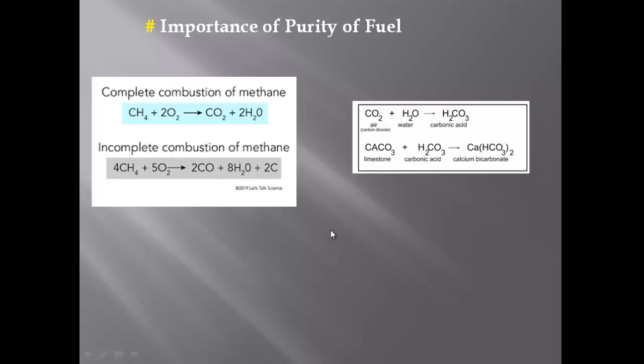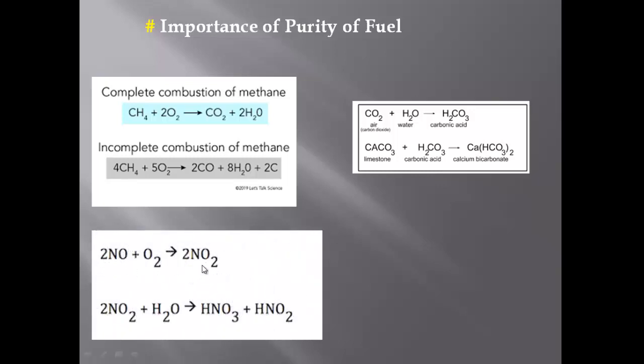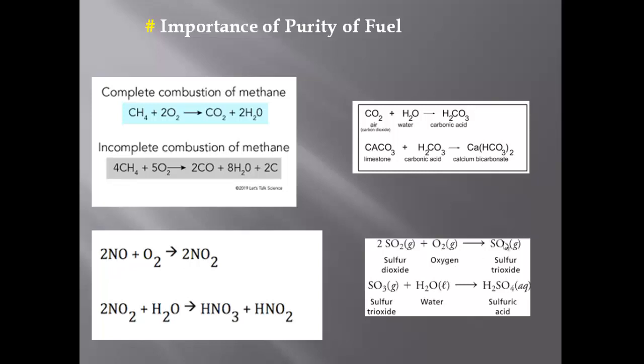When these fuels burn in an engine, they will produce nitrogen dioxide gas, and nitrogen dioxide gas later reacts with water, producing nitric acid and nitrous acid, which again mix with rainwater and cause acid rain. And if sulfur is present, then sulfur dioxide is produced, then sulfur trioxide, and finally it produces sulfuric acid, which causes acid rain. Because you know that acid rain occurs due to the presence of carbonic acid, sulfuric acid, nitric acid, these types of acid present in air. So my dear students, you can easily understand why purity of fuel is important.